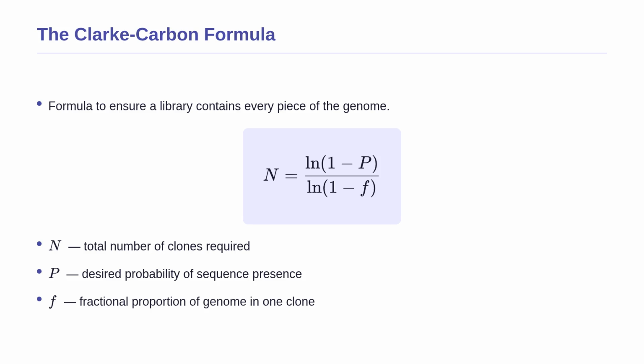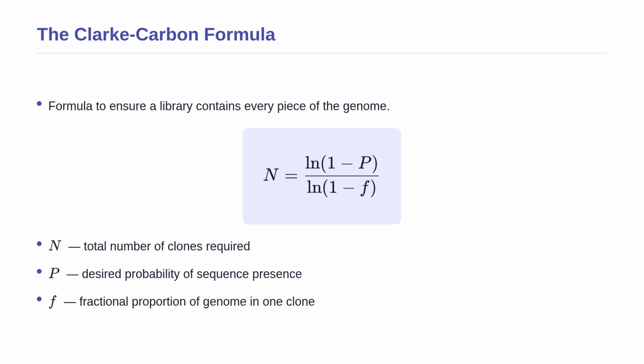To ensure that a genomic library actually contains every single piece of the genome, we cannot just guess how many bacterial clones we need. We must calculate it using the Clarke-Carbon formula. Conceptually, this equation uses statistical probability to guarantee a high chance of success, preventing researchers from wasting time on a library that is too small.